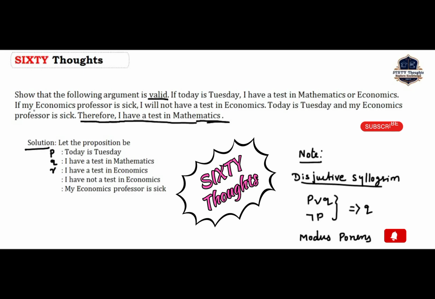And also they gave another statement: if my economics professor is sick. That is a new statement, so I introduce a new variable S for my economics professor is sick. And I will not have a test in economics is the negation of R, so we write negation R. The remaining statements use the same variables only. So these are the different statements we use to prove the conclusion statement.